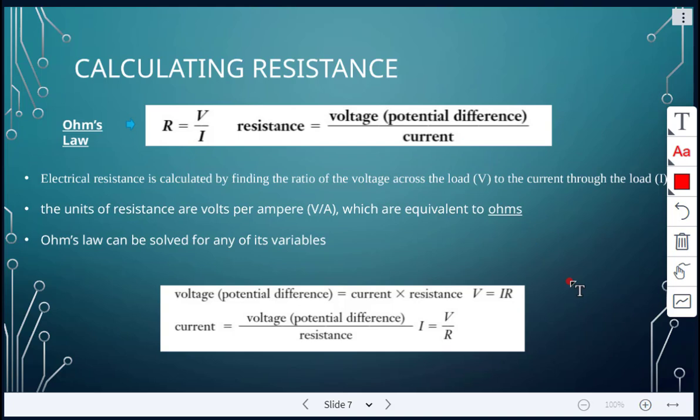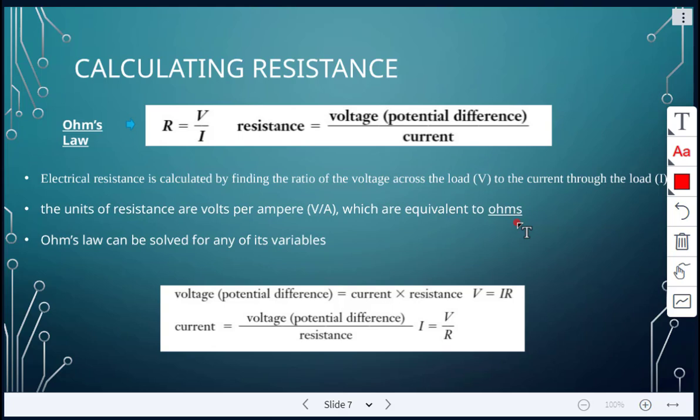All right, so that is how we can solve for R. The units of resistance are volts per ampere, right? Because voltage is measured in volts and current is measured in amperes. But volts per ampere is equivalent to ohms. So we're going to be using ohms as the unit for resistance. And we can rearrange Ohm's law to solve for any of its variables.